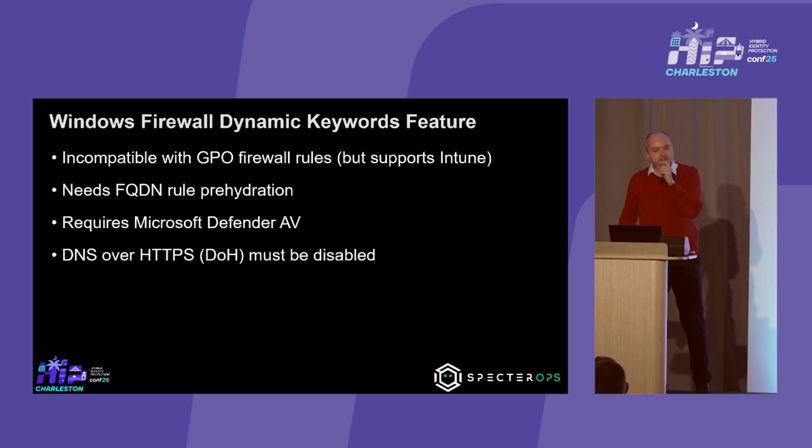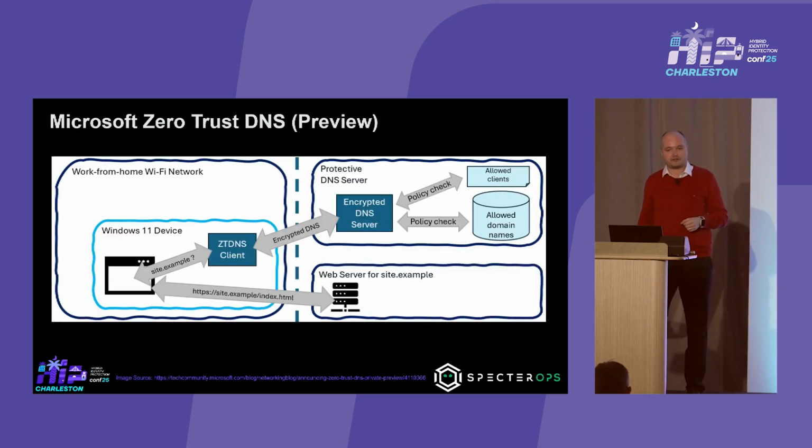Another interesting feature in Windows Firewall is called dynamic keywords. With dynamic keywords, you can actually associate DNS names with firewall rules, but not with firewall rules configured by group policy, only with firewall rules configured by Intune. And that won't work on domain controllers. So it doesn't even make sense to configure that.